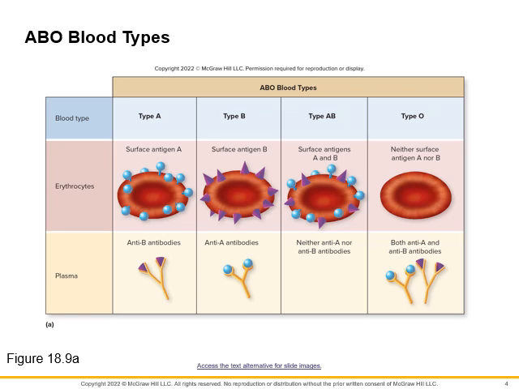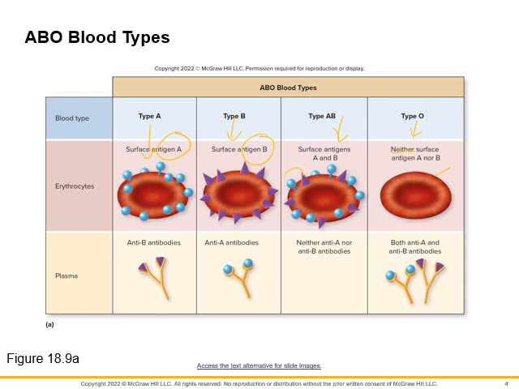I think the visual picture is a little bit better. Here's type A, they're making antigen A. Here's type B, they're making antigen B. If you're AB, you make both. And if you're O, you make nothing. There's no A or B tags on your red blood cells.